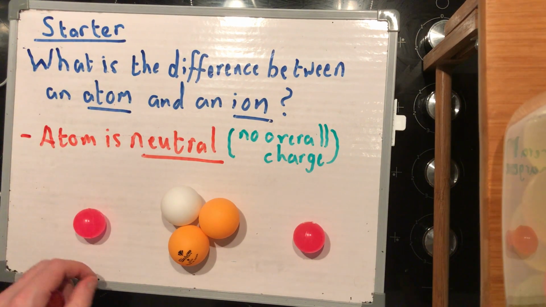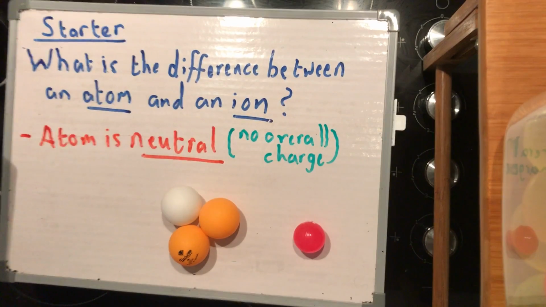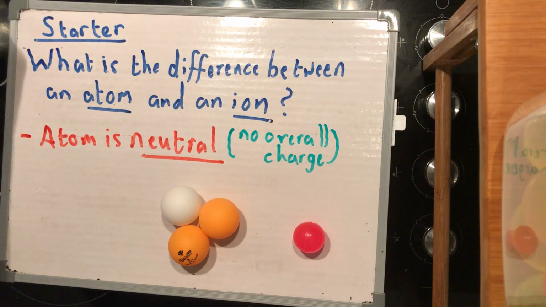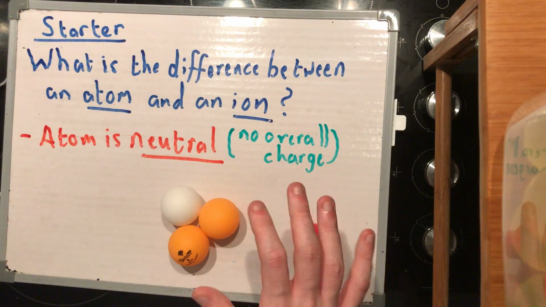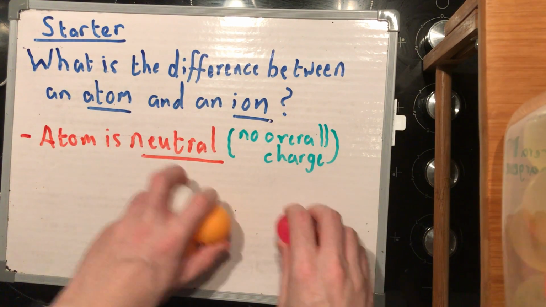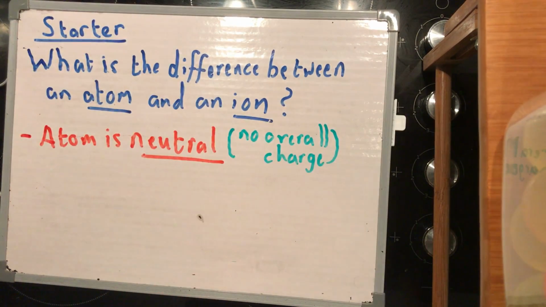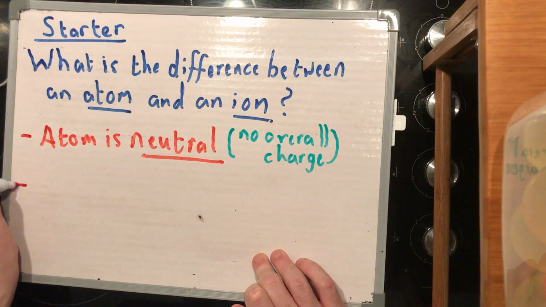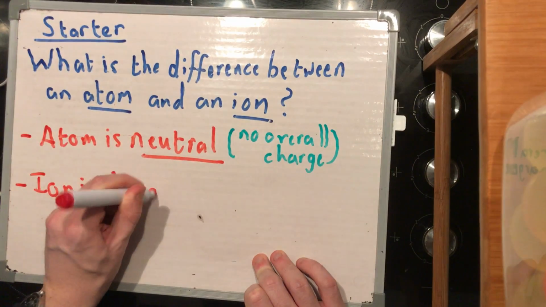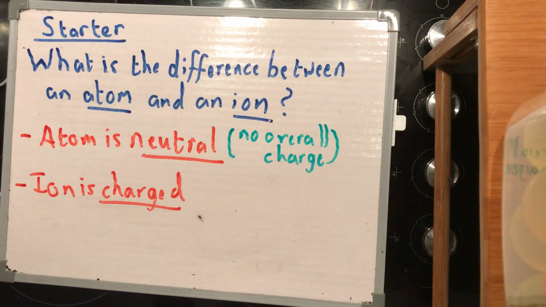Or, if I was to knock one of these electrons off, I now only have 1 electron in the shell, then again, I have 2 pluses and 1 minus, so my overall charge is +1. My atom is not neutral, and that is an ion. So we say, essentially, an ion is charged. In short, an atom is neutral, an ion is charged.